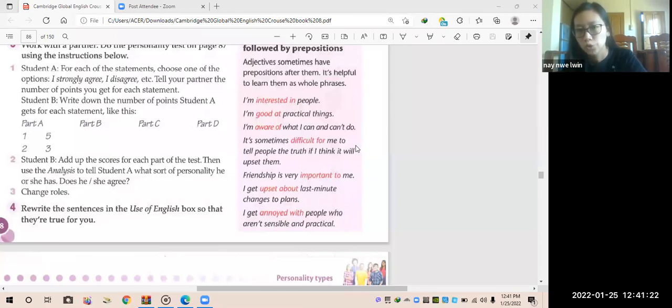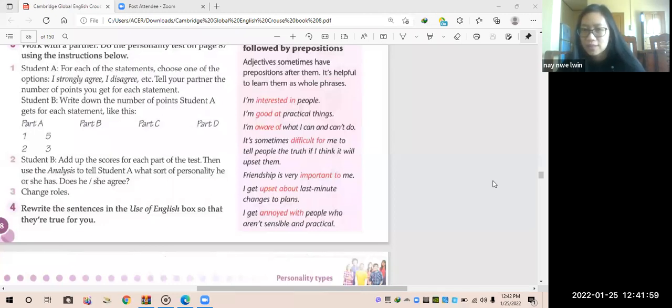Susan. Okay. I'm interested in drawing. I'm good at practical things. I'm aware of myself sometimes, but sometimes I don't. Doing maths is difficult for me, and my families are important to me, and I got upset about this country, and I always get annoyed with the people who are very sensitive. Okay. Thank you. So choose next person.